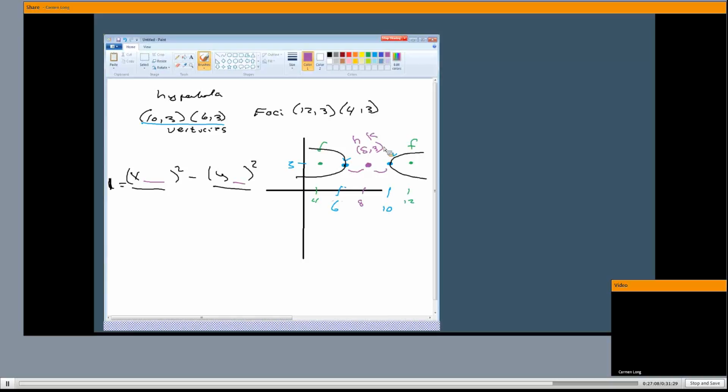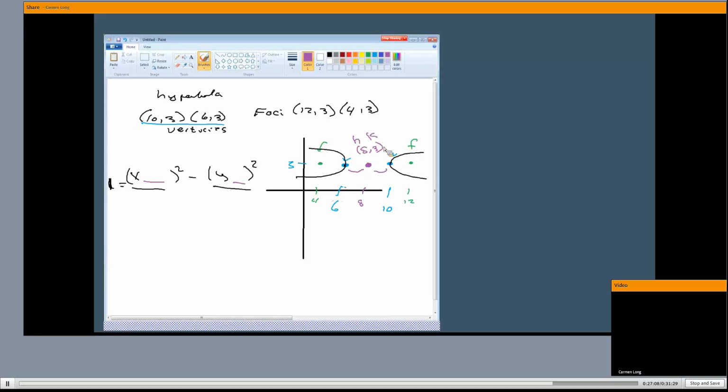All right, so let me grab a different color here. All right, so now we've got to come up with what goes in the denominator. I know that this number is this distance from the center, and it goes right here. So in this case, it's 2. So 2 squared. That's my A. Remember, in a hyperbola, that's your A.